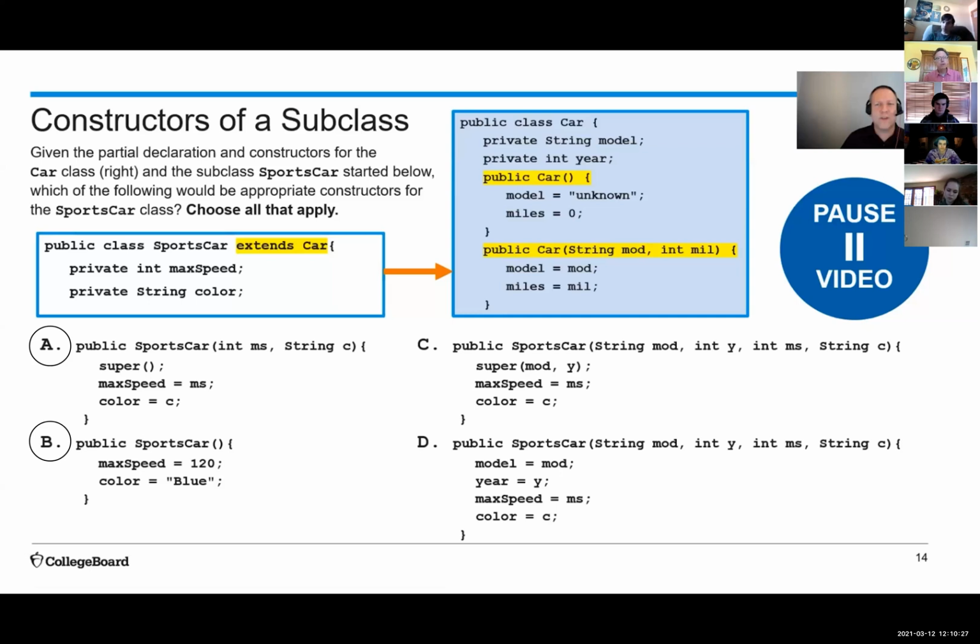Super gets called, the object gets created with this unknown and the 0, and then it sets max speed to 120 miles an hour and says it's a blue car. So that's fine.